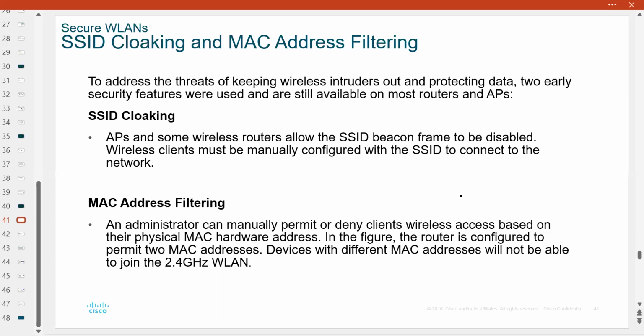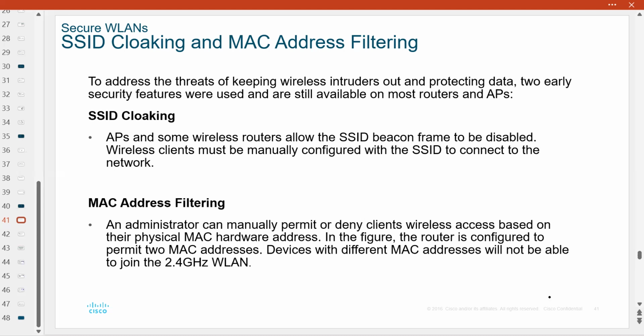All right, we have what we call SSID cloaking and MAC address filtering, to address the threats of keeping wireless intruders out and protecting data. Two early security features were used, still available. We have SSID cloaking, where the APs and routers allow the SSID beacon frame to be disabled. With MAC address filtering, an administrator can permit or deny clients access based on their physical MAC address. So we have those two ways which can be used to address the threats of intruders.